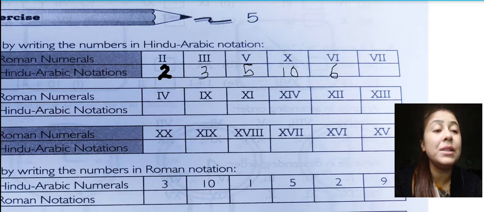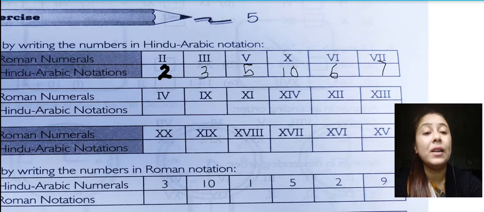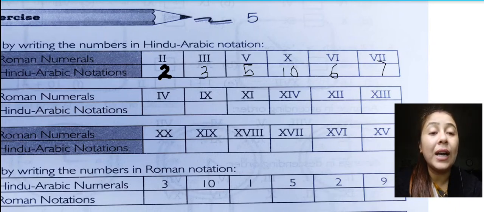Yes, VI means 6. Here V is in front, so we will add. V is greater than I, so V plus 1 plus 1, that is 7. VII is 7, so you will write 7 here. Now next, IV. Here V is greater than I, so we will subtract 5 minus 1. IV means 4.